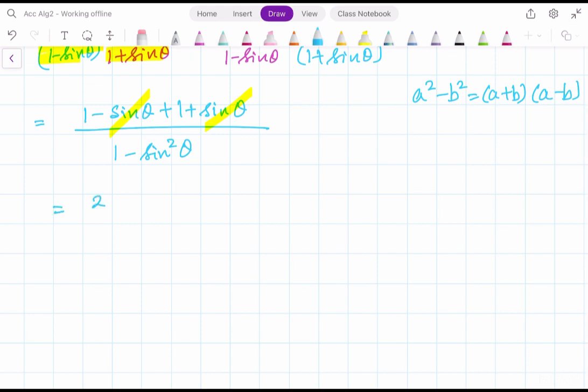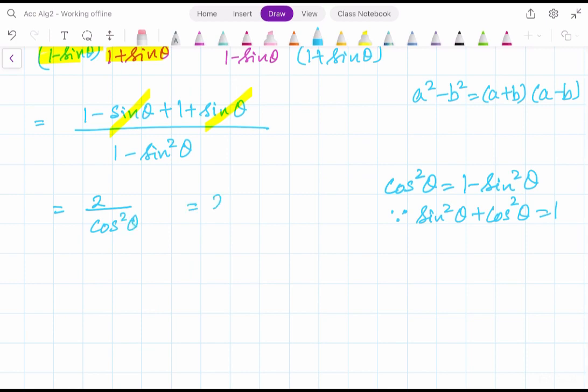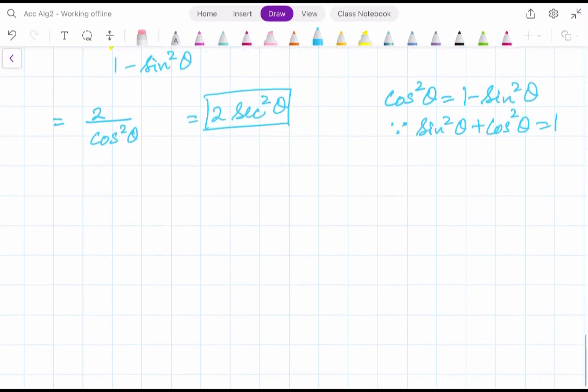Go back to the Pythagorean identity. 1 minus sine squared theta is nothing but cos squared theta, because cos squared theta plus sine squared theta is equal to 1. And whenever we have cos squared theta in the denominator, that becomes secant squared theta. There you go. This is our lovely answer. Let's continue with this. Let's take one more example.